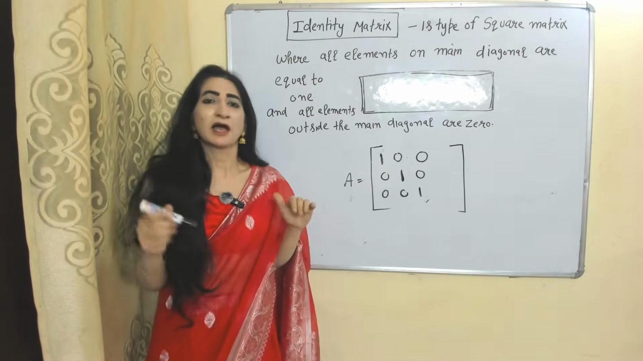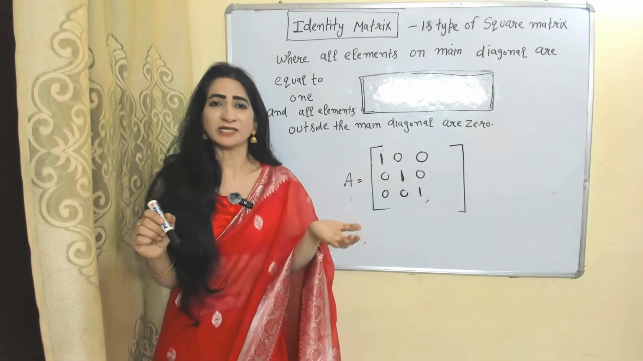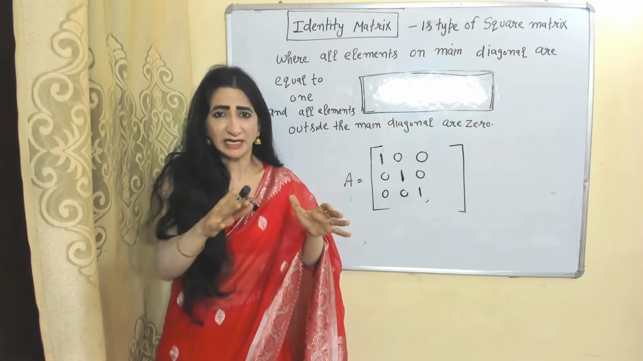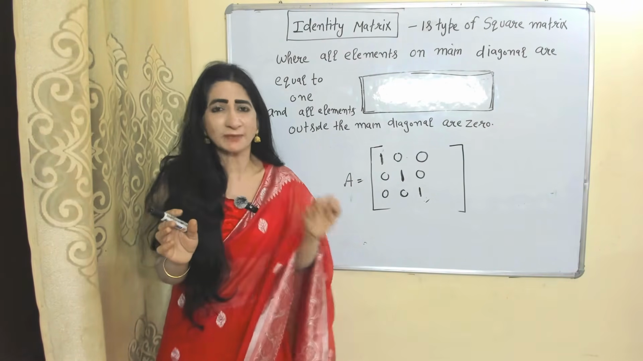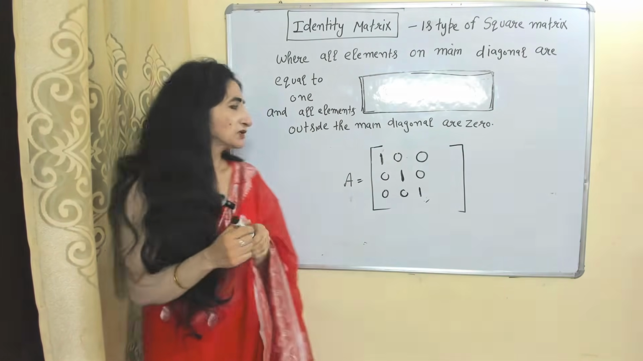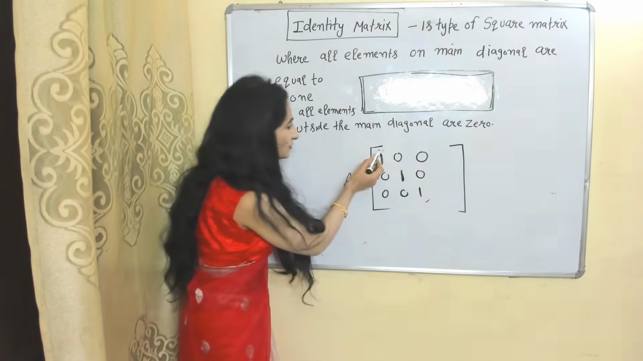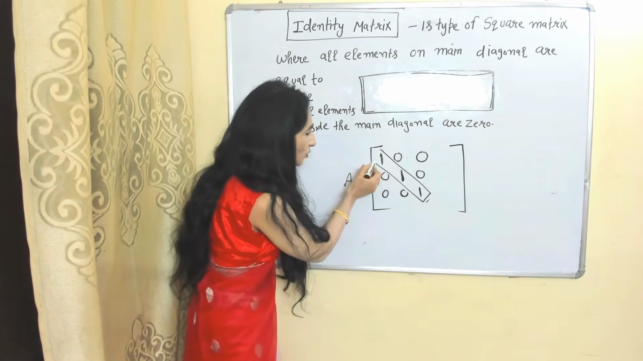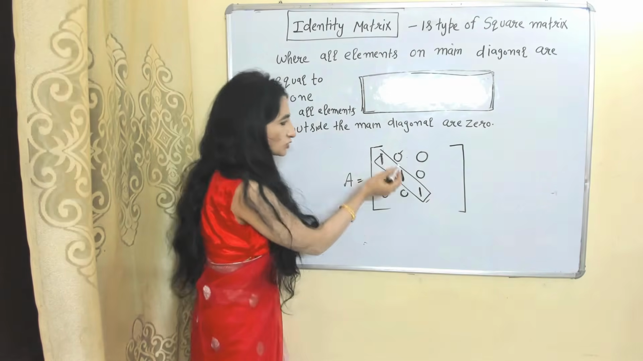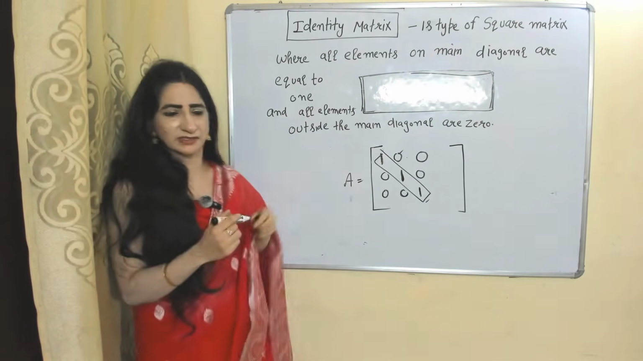Identity matrix. An identity matrix is also a type of square matrix where all elements within the main diagonal are equal to 1 and all other elements outside the main diagonal are 0. So here you can see all elements within the main diagonal are equal to 1 and all other elements outside the diagonal are 0. So it will be called an identity matrix.